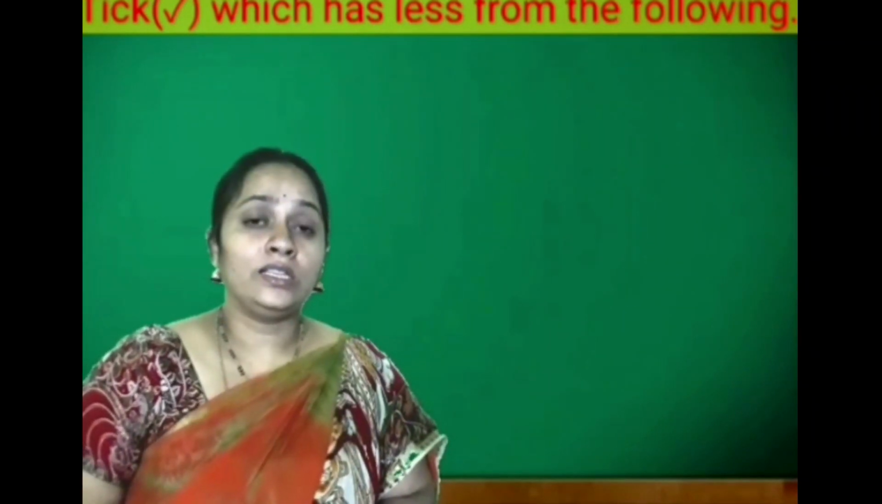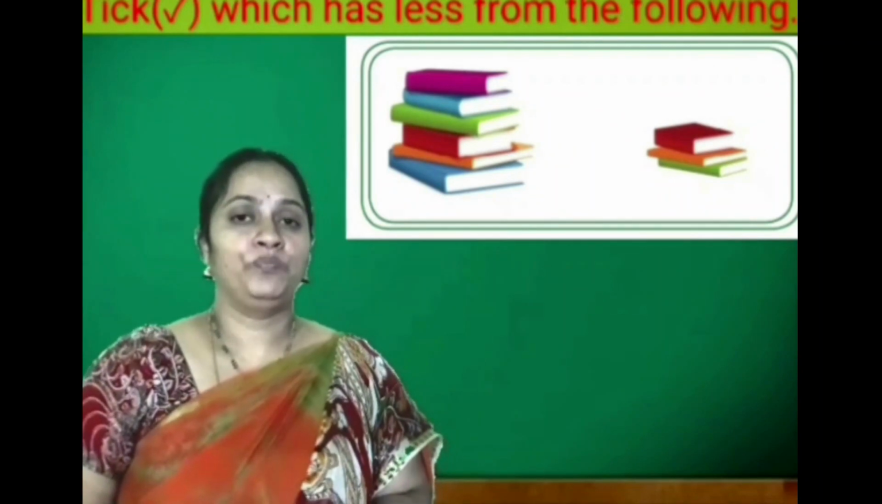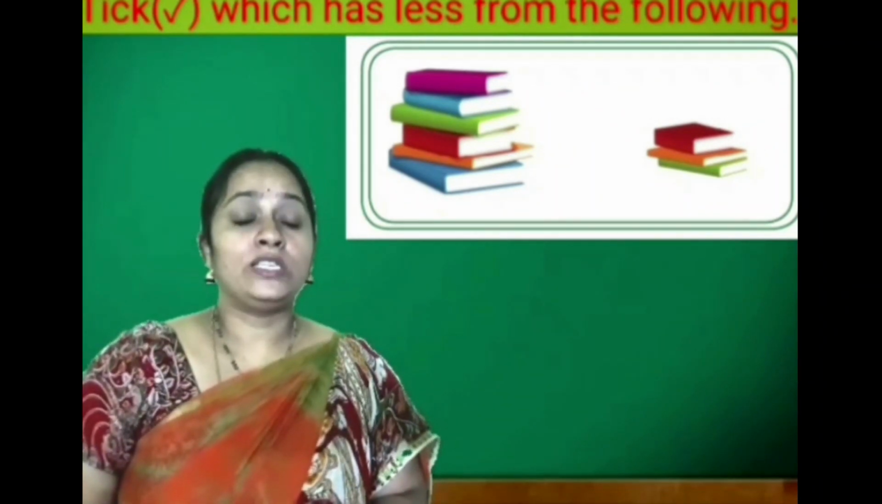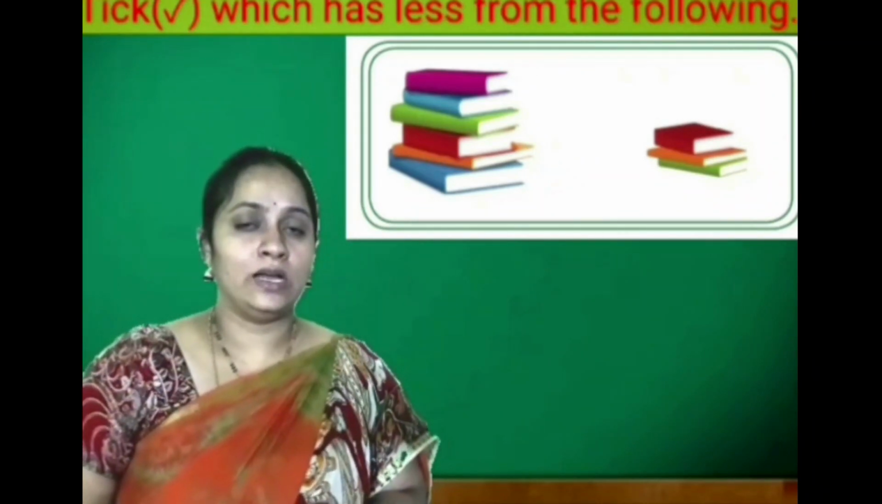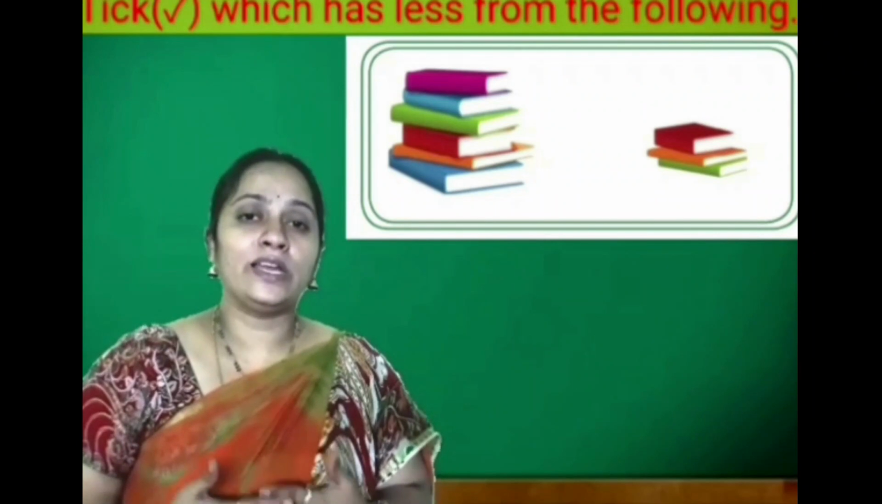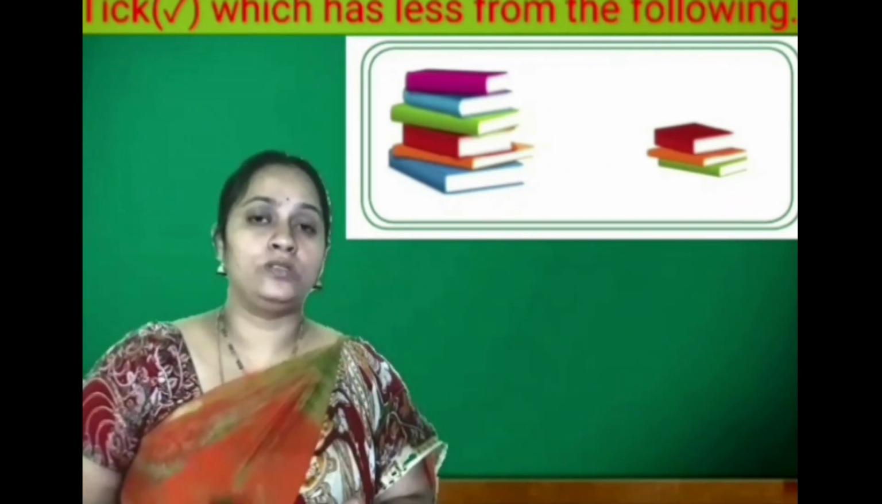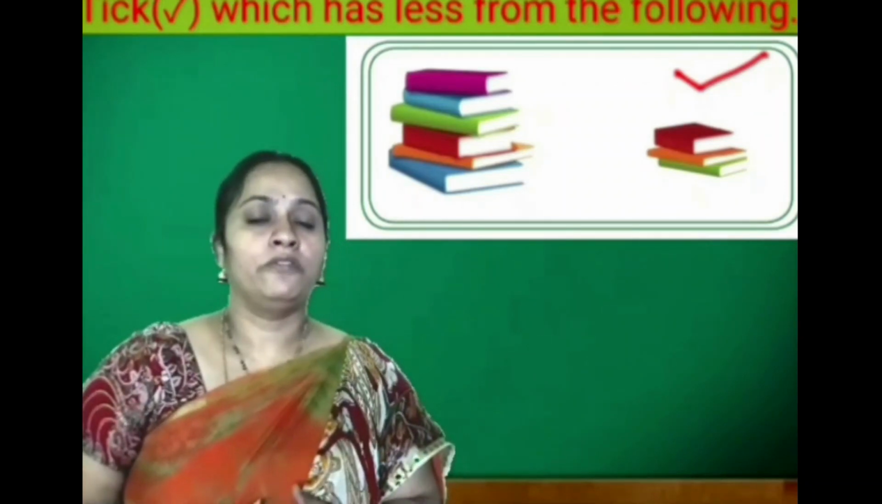See children, in this box they have given two groups of books. In those two groups, which group has fewer books? Yes, by seeing the figure we can understand that the second group has fewer books. So we have to put a right mark upon the fewer books. Very good. Now coming to the 10th one.